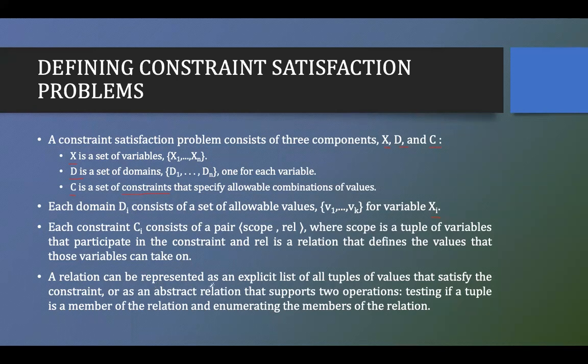A relation can be represented as an explicit list of all tuples of values that satisfy the constraint, or as an abstract relation that supports two operations: testing if a tuple is a member of a relation, and enumerating the members of a relation. So here it is talking about relations, how two variables will have a relation. And this relation is nothing but the constraint, and based on that constraint only the value will be allowed onto the variable. So this is the idea behind this constraint satisfaction problem.